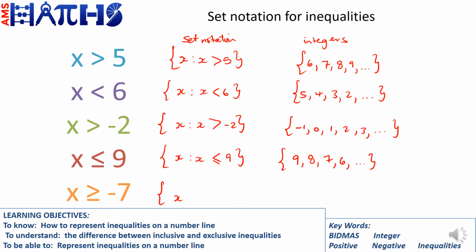Then our last one, x is such that x ≥ -7. So our integer list now would be -7, and numbers bigger than -7, -6, -5, -4. We could continue forever, and that is the solution to the questions given.